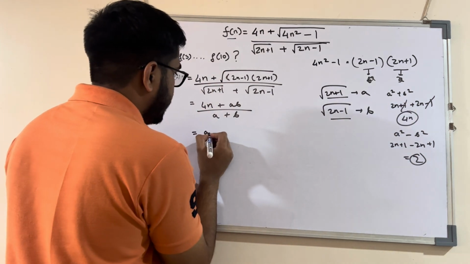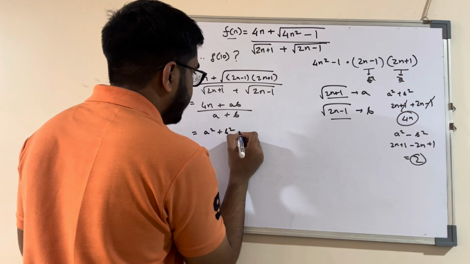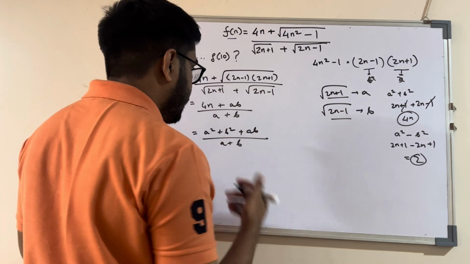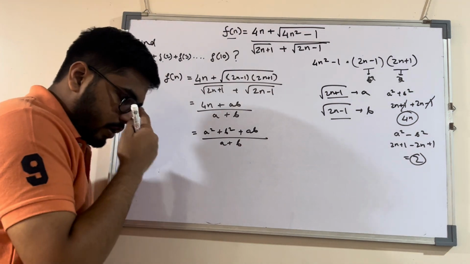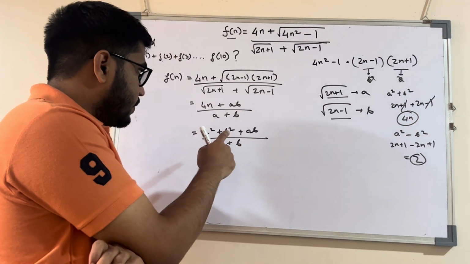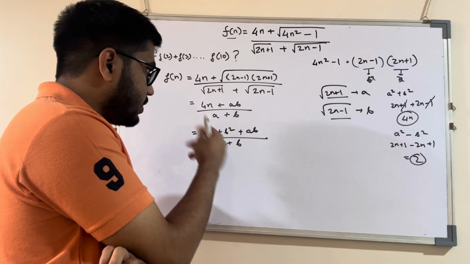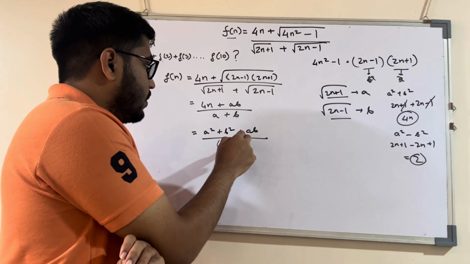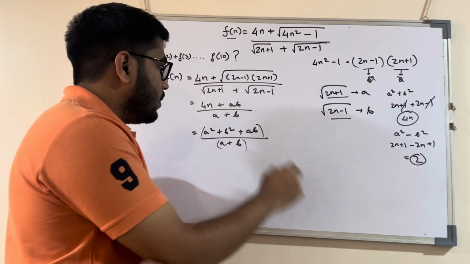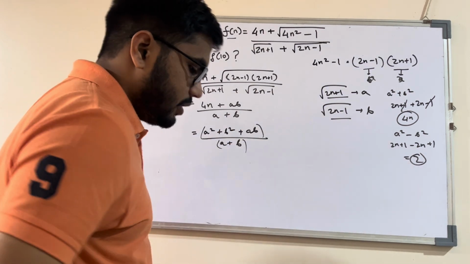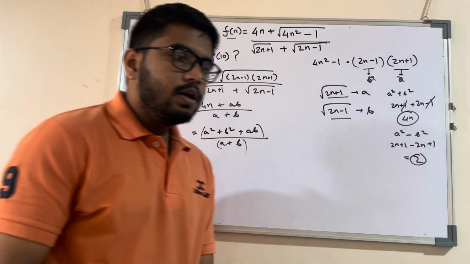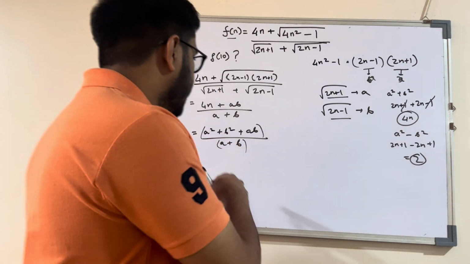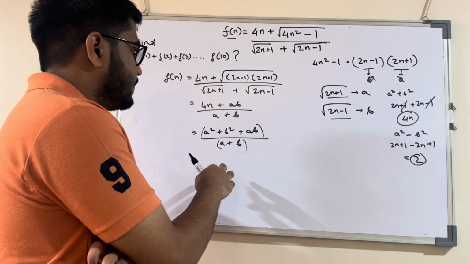So it is A square plus B square plus AB, upon A plus B. Good that I have my entire equation in terms of A square, B square, AB and A plus B. Now how do I proceed further? Can this equation be simplified somehow? I go to my algebra and I try to think about equations or formulas. Can I further simplify this?